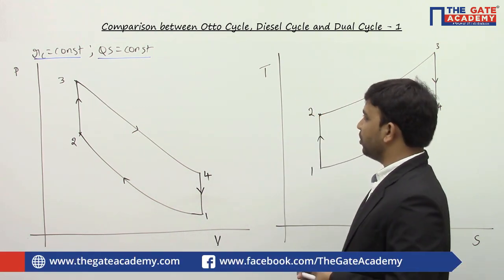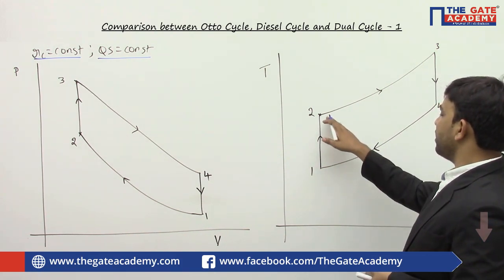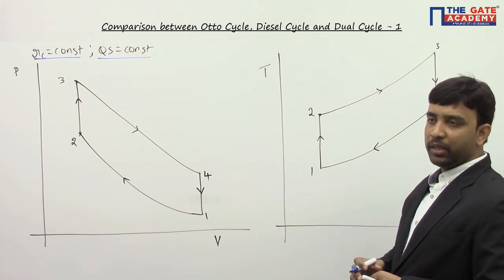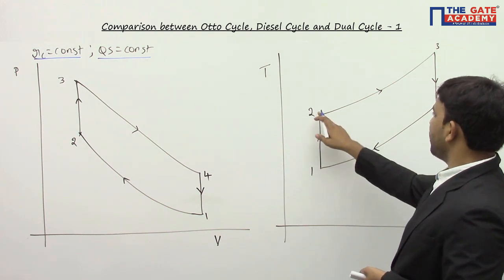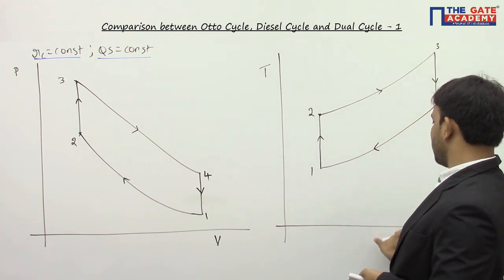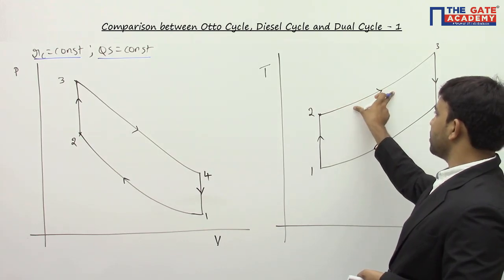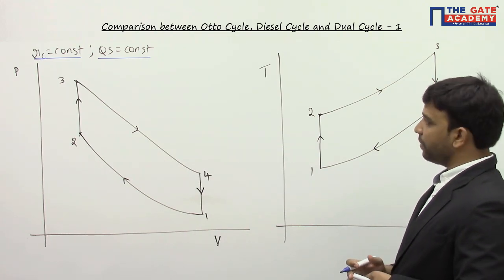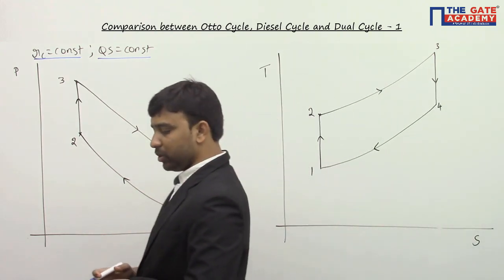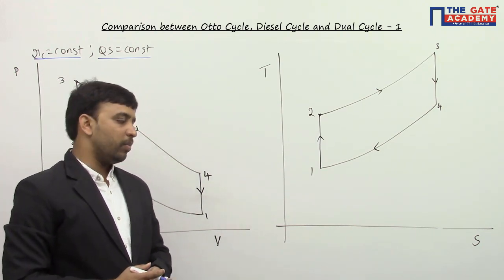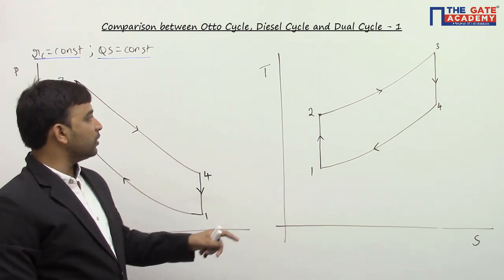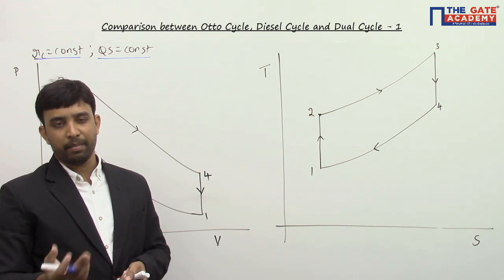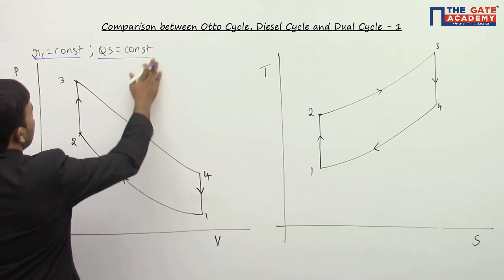We all know that whenever a reversible process takes place, the area under the curve in TS coordinates gives you the heat interaction for the system. So from 2 to 3, since 2 to 3 is a reversible process, the area under the curve 2-3 in TS coordinates will give you the heat supplied. By just finding the area under the curve, we can say the heat interaction during that particular process. So for heat interactions we'll do the comparison in TS coordinates, and for compression ratio we'll do the comparison in PV coordinates. So this is Otto cycle.